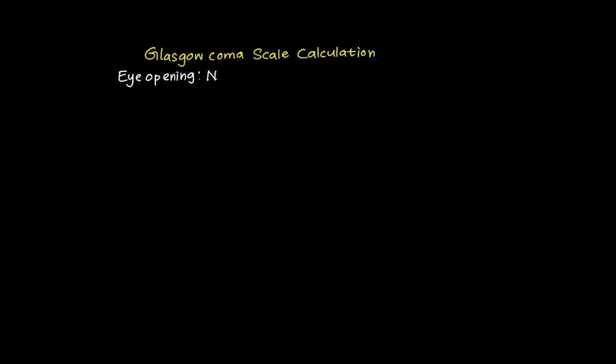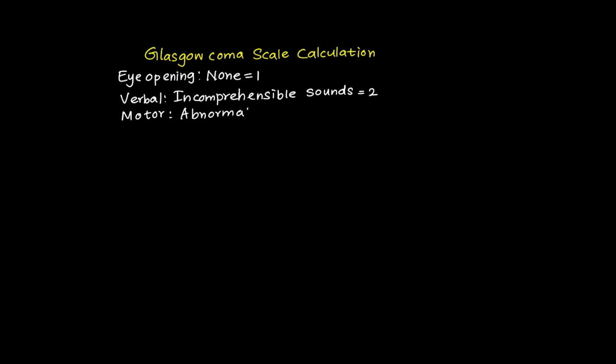Let's do the math. The GCS has 3 components. Eye opening is scored 1 through 4. No eye opening gets a 1. Verbal response is scored 1 through 5. Incomprehensible sounds, meaning groaning or moaning without recognizable words, gets a 2. Motor response is scored 1 through 6. Abnormal flexion to painful stimulus, also called decorticate posturing, where the arms flex inward, gets a 3.